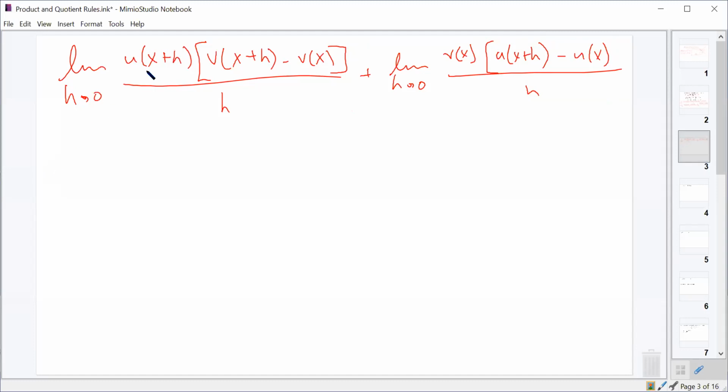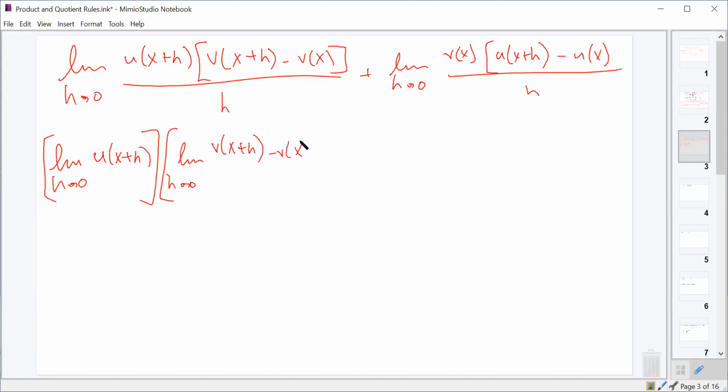This isn't a constant, because it does have an x in it, and it's got this h, which is our variable, in it. We have to just separate this out as its own limit. So I could say the limit as h approaches 0 of u of x plus h times the limit as h approaches 0 of v of x plus h minus v of x all over h. And how come I didn't put an over h on this one?